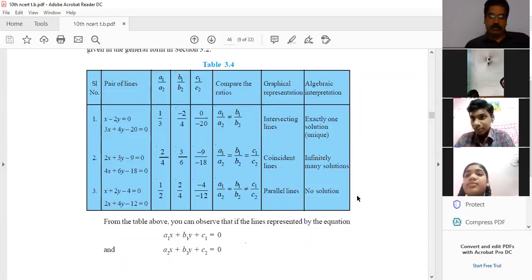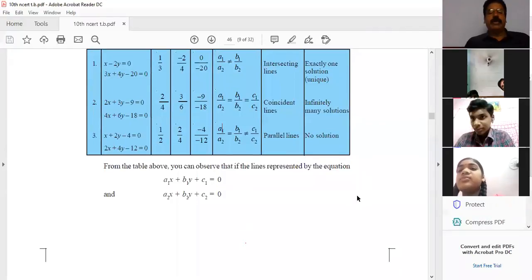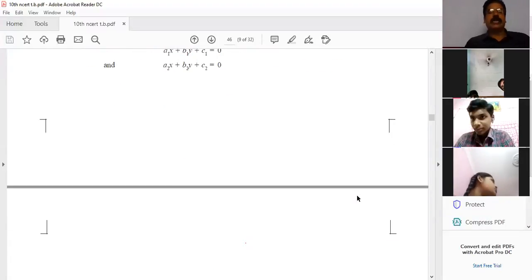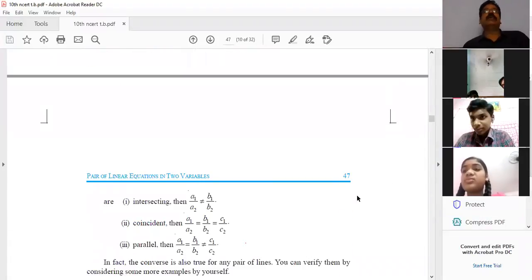Understand this table? Everyone learn it. Okay, I'm going next. These are the conditions. When variables are given in the question, we can use these conditions. Find the value of P, the equations are consistent. Find the value of P, the equations have infinitely many solutions.